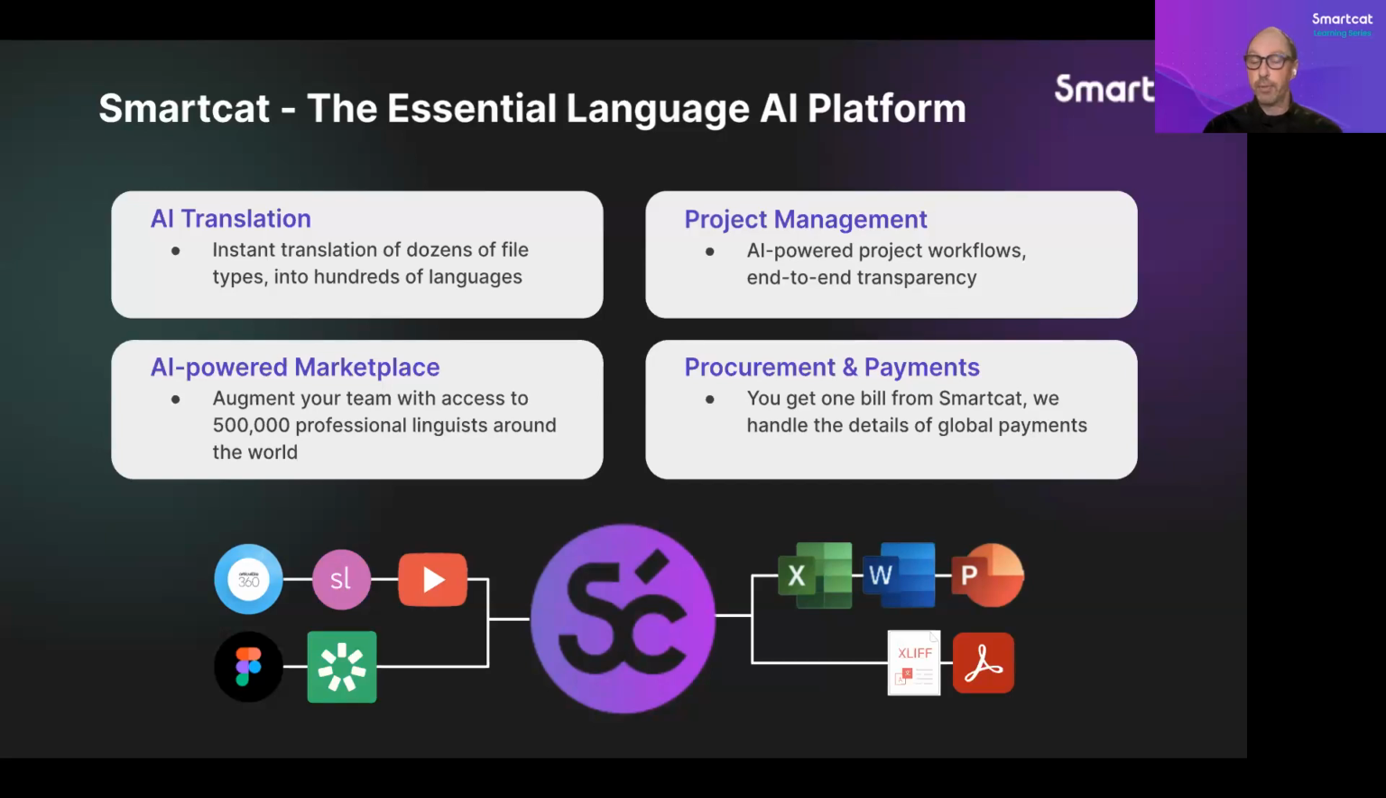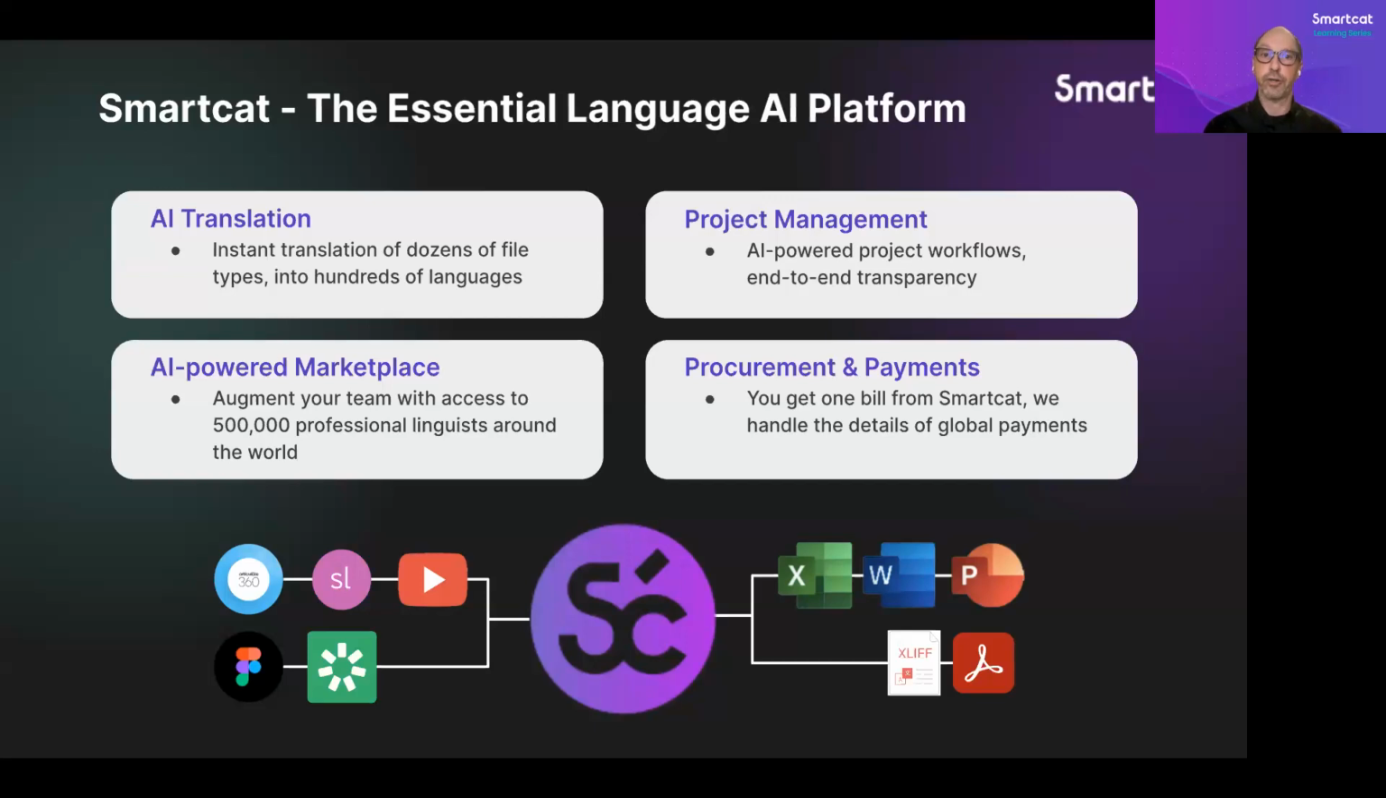Okay, so in addition to AI, we also give you the tools to manage the whole project. So we've got an AI-powered project management component to Smartcat. For those of you who are from the LSP side of the world and are familiar with Smartcat, you know this is an extremely robust and unique part of our platform where you can manage very large projects. A big component of that is also using freelancers or tapping into our community of over 500,000 professional linguists around the world who can help with translation, if you want to do a human translation, but also human post-editing and quality control. And then the last component is procurement and payment.